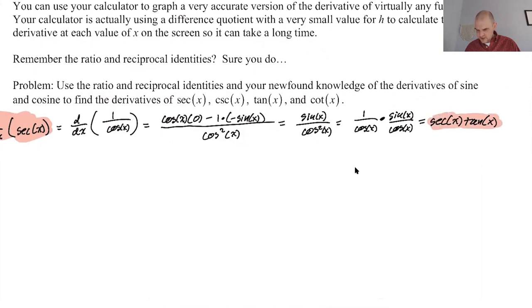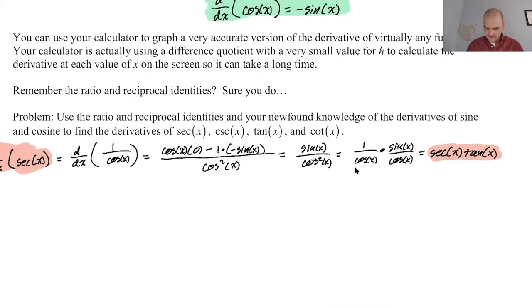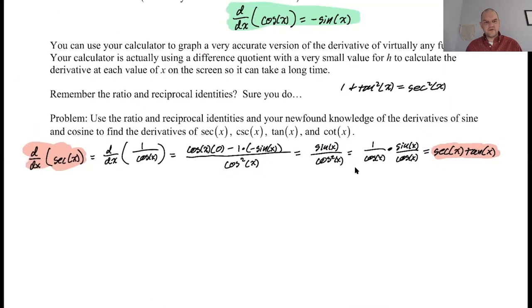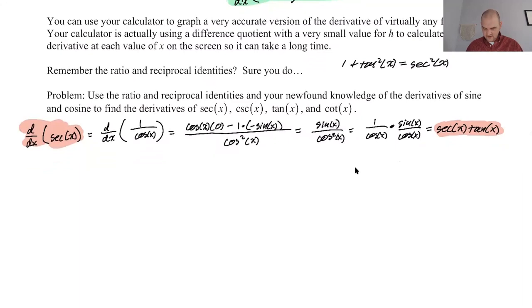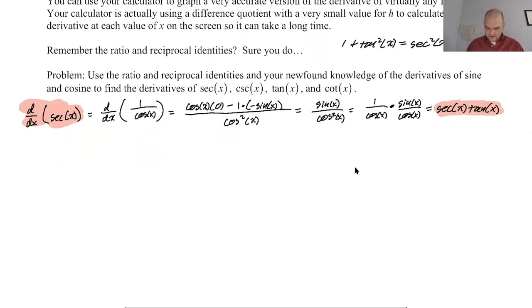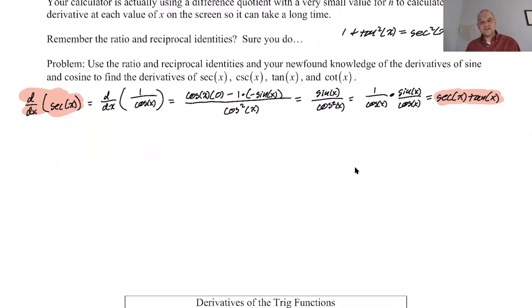Sometimes I make a joke that secant and tangent are secretly dating. It's because wherever one shows up, the other one tends to show up, including in your Pythagorean identities, where you had 1 plus tan squared is equal to secant squared. That's suspicious. And then here, the derivative of secant is secant tan. Let's find the derivative of cosecant. I really want to find the derivative of tangent and see if that keeps going.